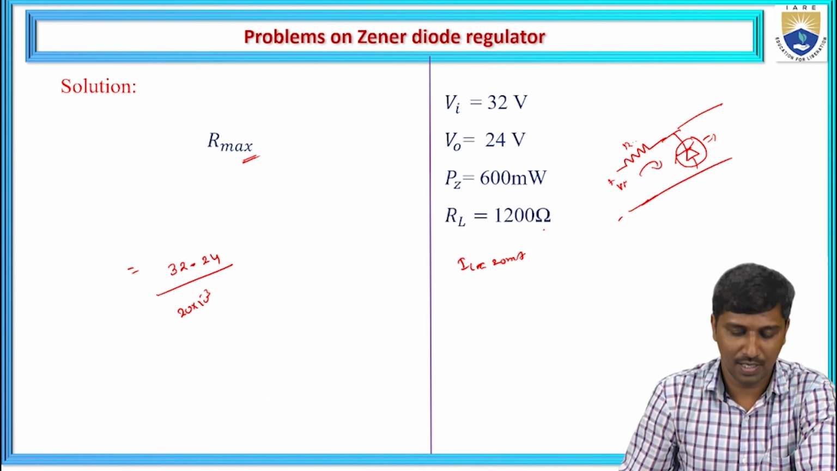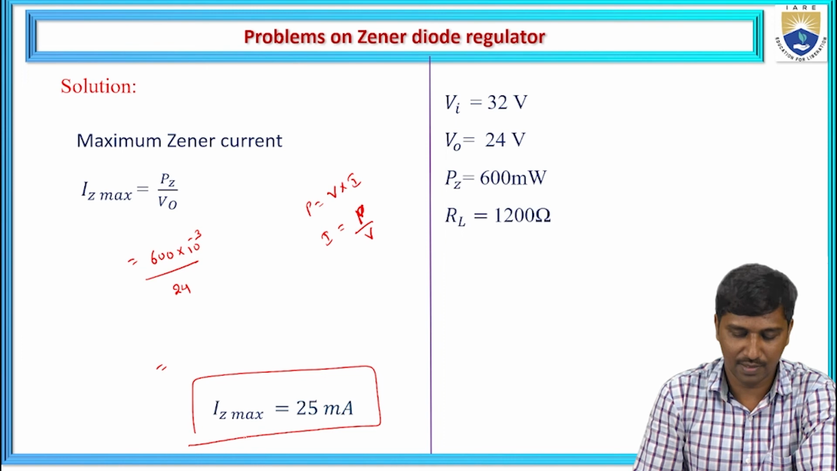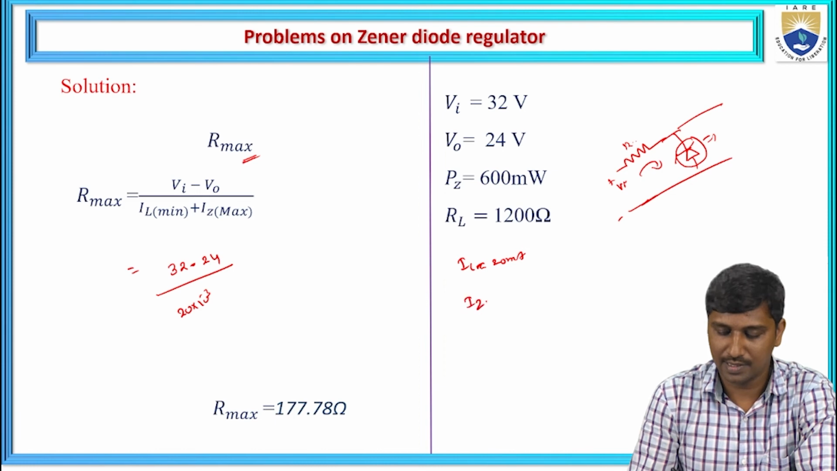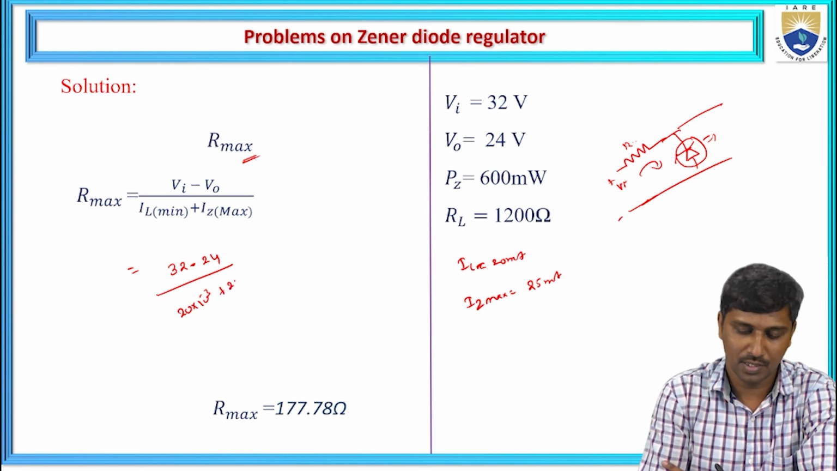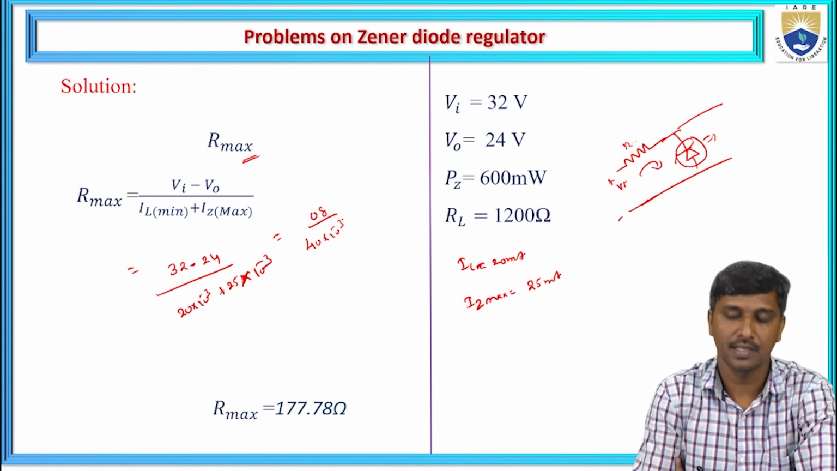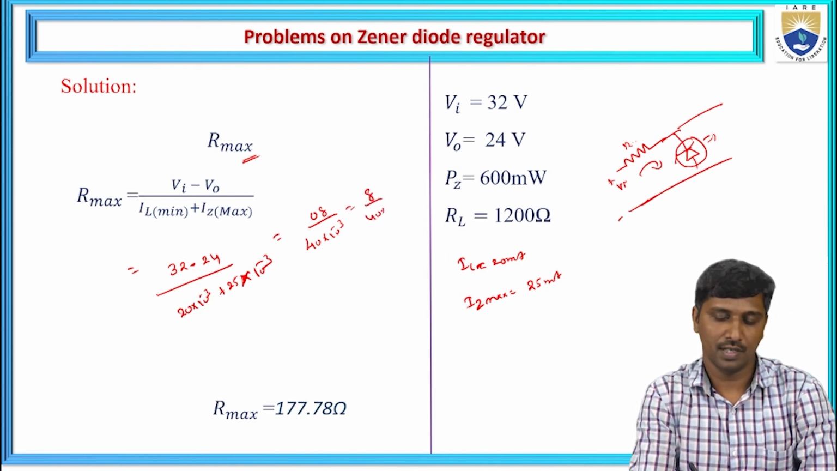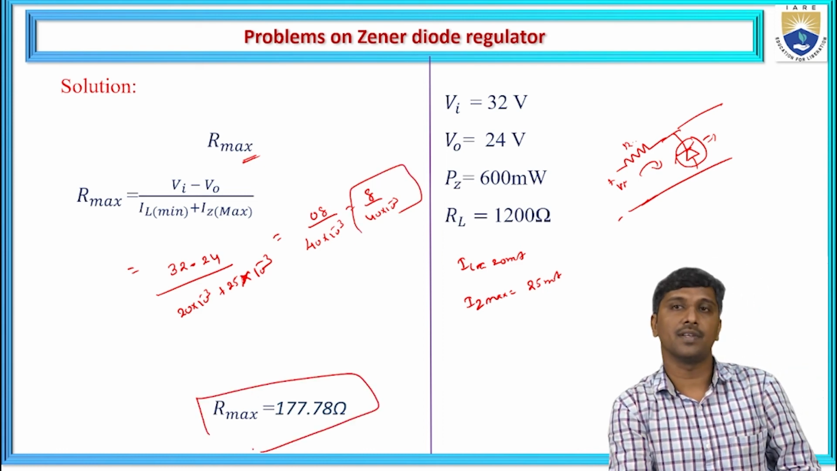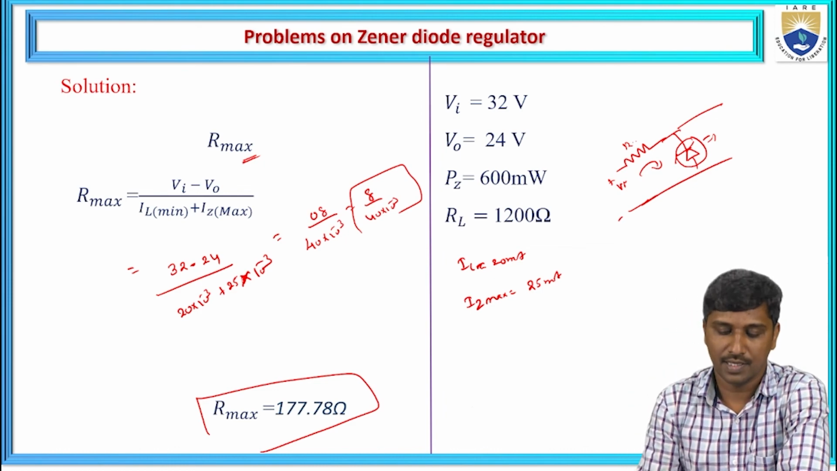Similar to that, we need to calculate IZ. We already observed that IZ maximum is 25 milliamperes, that means 25 into 10 to the power of minus 3. So this is 32 minus 24, which is 8, divided by 25 plus 20, which is 40 milliamperes. So 8 by 40 milliamperes. By solving this, the maximum resistance value is 177.78 ohms.